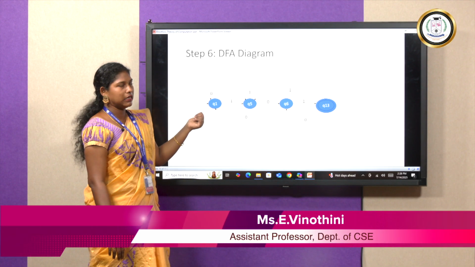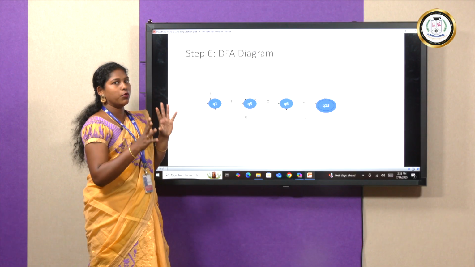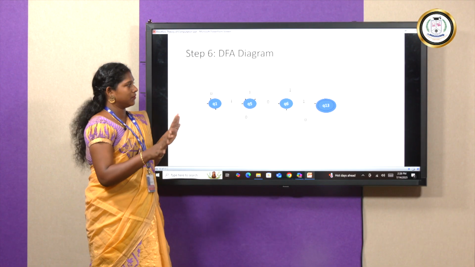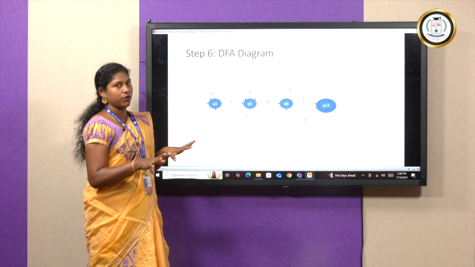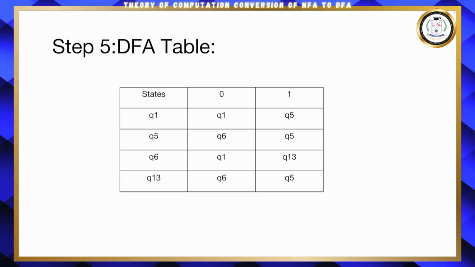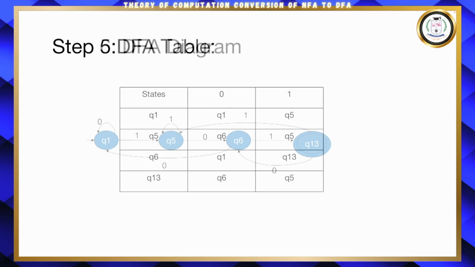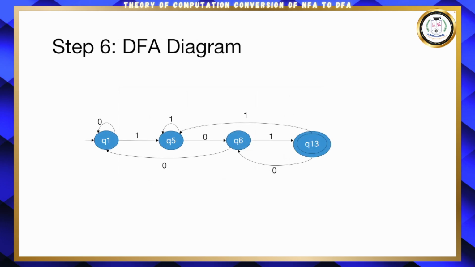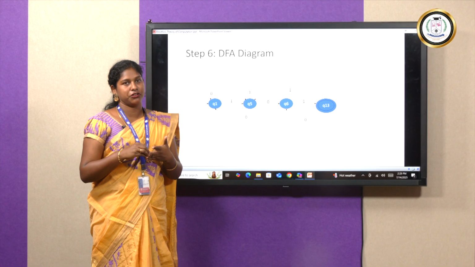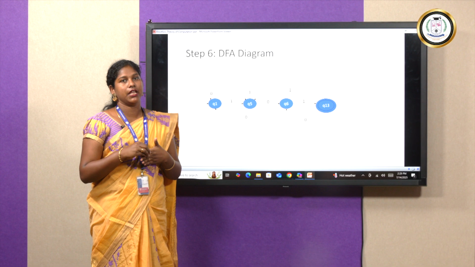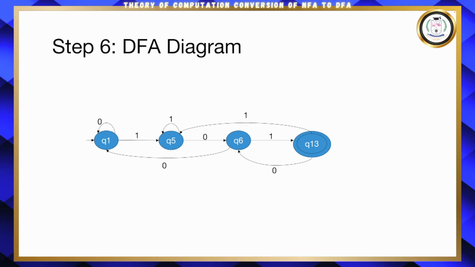If you are not clear, keep both the table and the diagram side by side and check. From the table only you have to design the diagram. This is the diagram I have drawn from the table. So there are totally 6 steps: the diagram, the table, the transition function table, again the DFA table, and then the DFA diagram. This is how we convert the NFA to DFA using the subset construction method. Thank you.